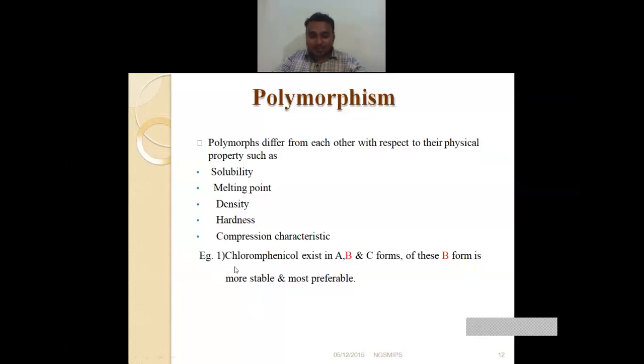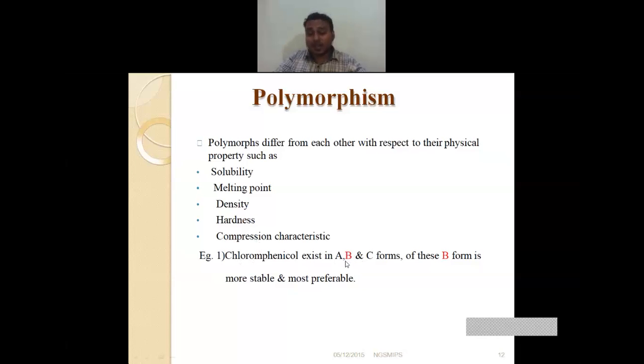See here, given the example, chloramphenicol exists in A, B, and C forms. That means they have different polymorphs, different shapes. Of these, the B form is the most stable and most preferable. So if we find chloramphenicol in three forms, we use only the B form.